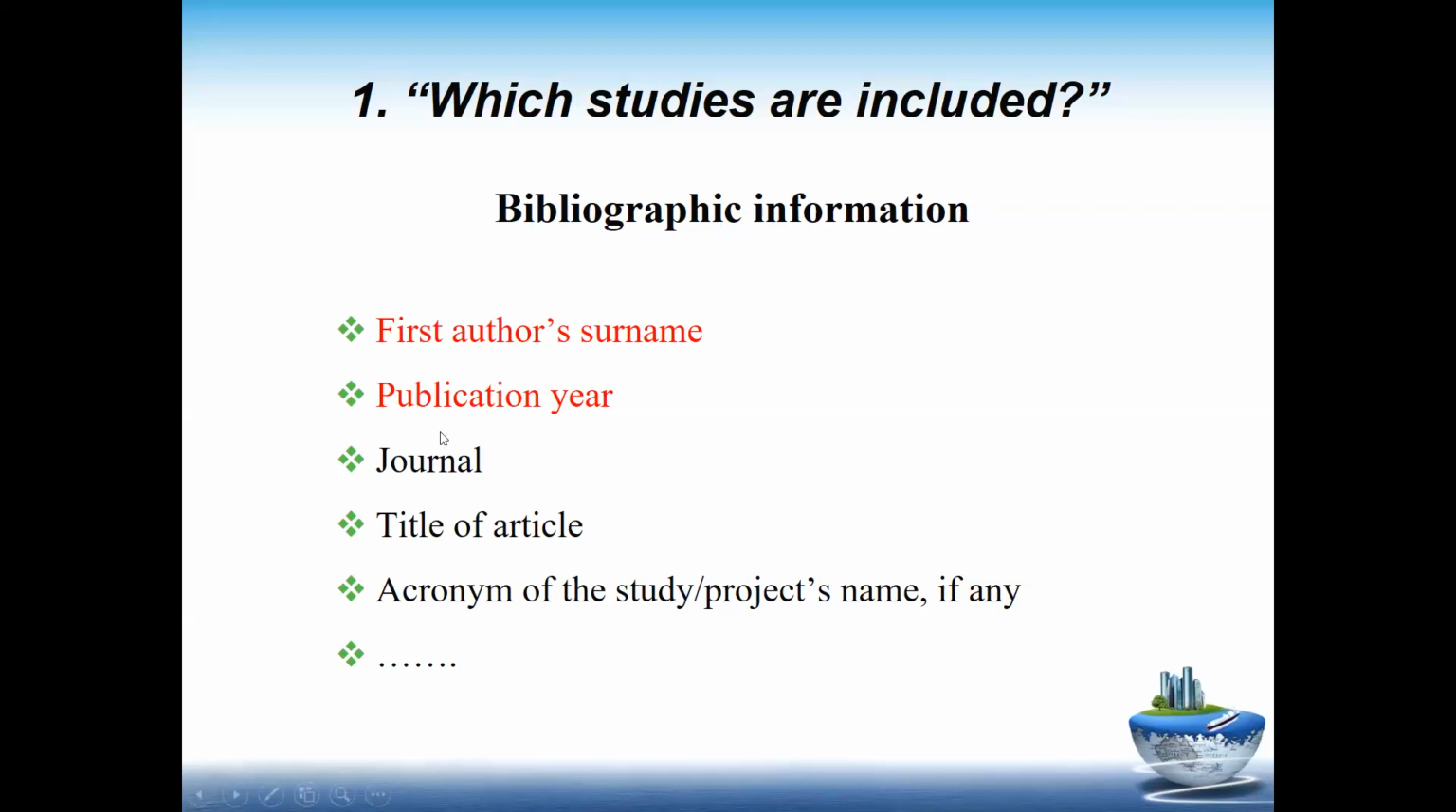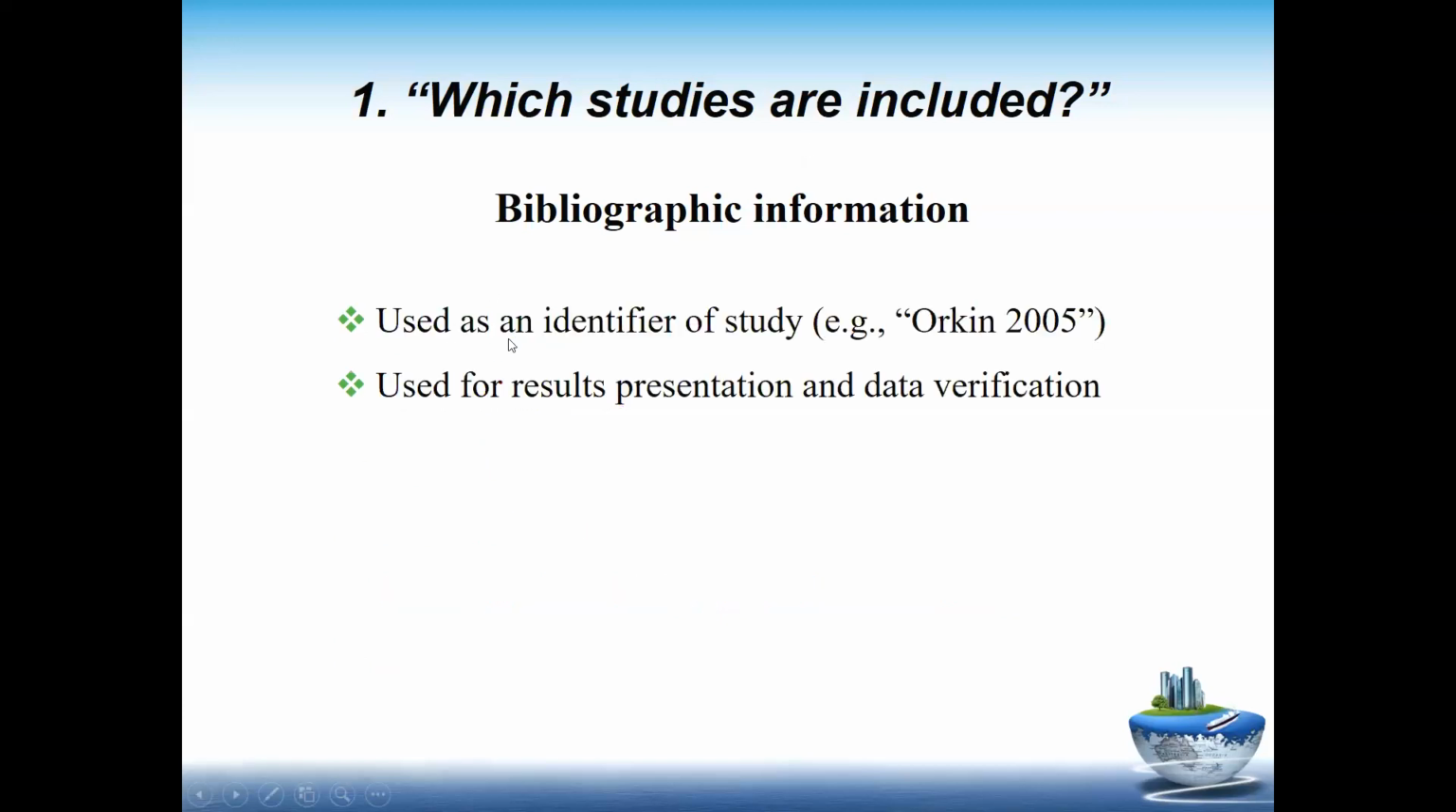But in most cases, the first 2 is enough. First author's surname and publication year. And this information will be used as an identifier of the study in your systematic review report. For example, later, I will give you some exercise. So one of the papers is published by Orkin and colleagues in 2005, right? So this paper is referred to as Orkin 2005.